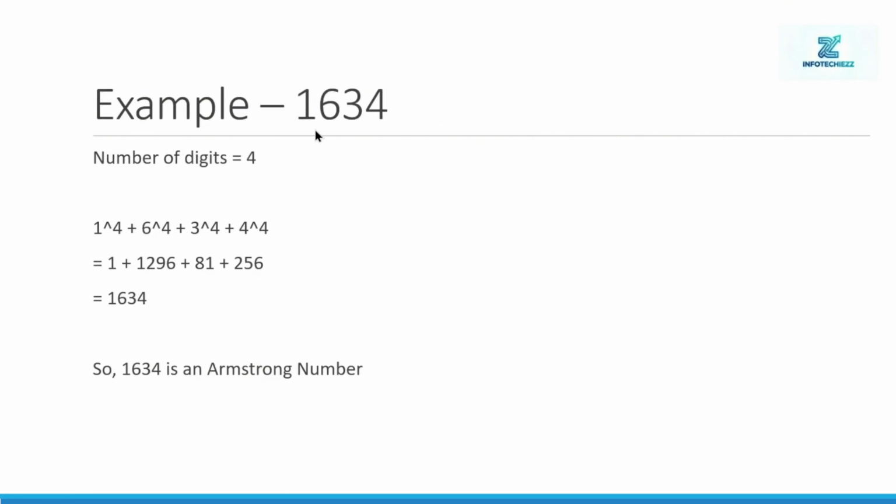So instead of three digits, here we have taken 1634. Here we have four digits, so we raise each digit to the power of 4. For example, 1 power 4, 6 power 4, 3 power 4 and 4 power 4. If we add these, we get 1634. So if the sum of digit power n is equal to our original value, then that is also known as an Armstrong number. I think you will get it.